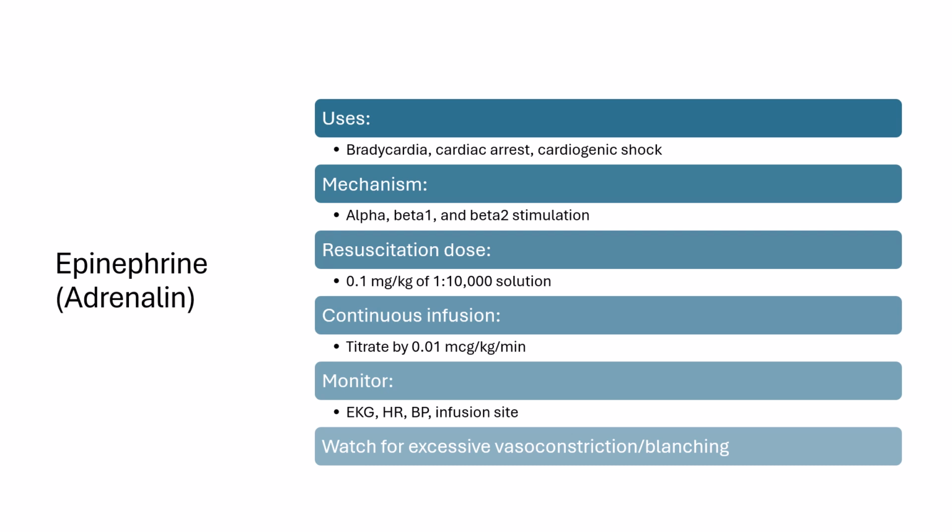For continuous infusions used in shock or post-resuscitation, you'll typically start at 0.05 to 0.1 and titrate by 0.01 increments. Watch for excessive vasoconstriction, causing poor peripheral perfusion, and always monitor for extravasation, which can cause tissue necrosis. In practice, this is often our third-line agent after dopamine and dobutamine, but it's incredibly effective when needed.